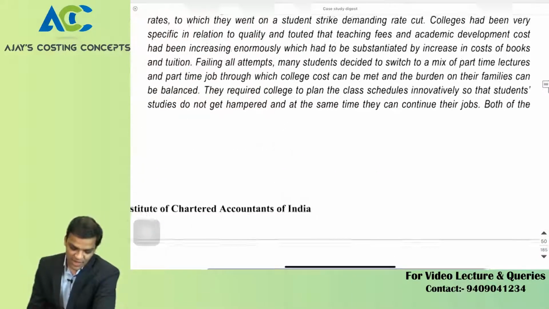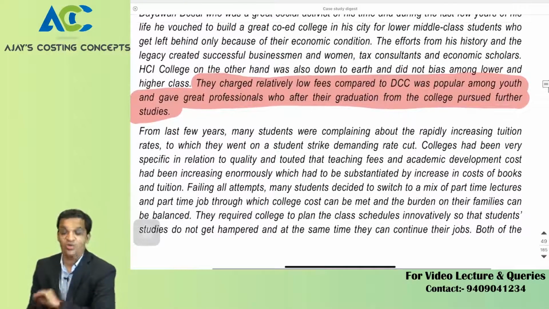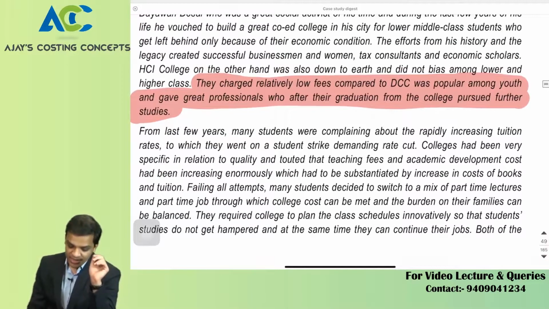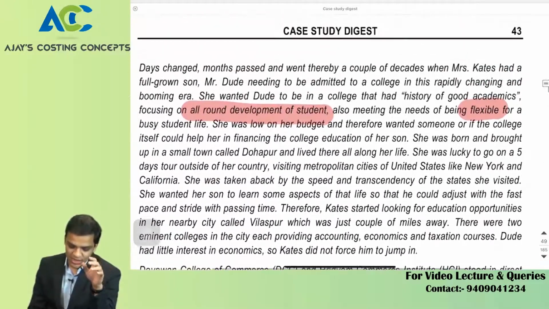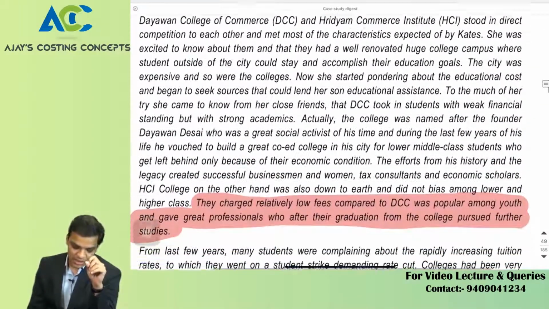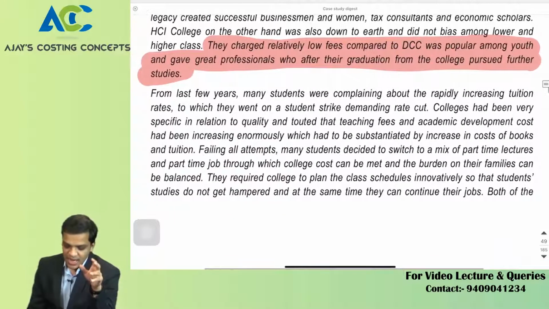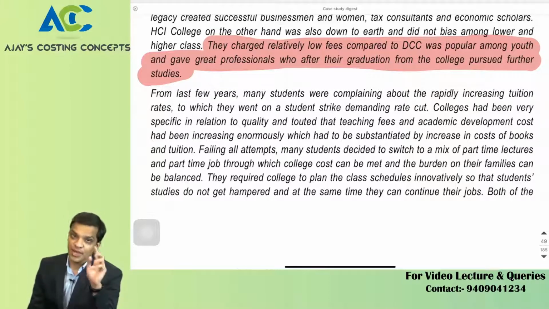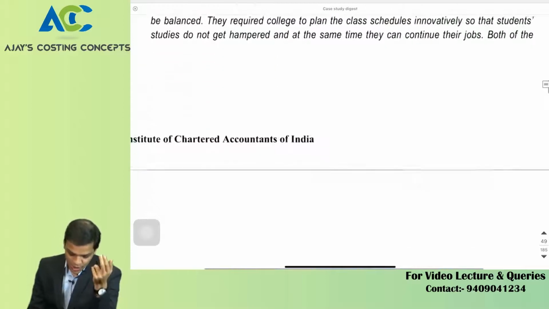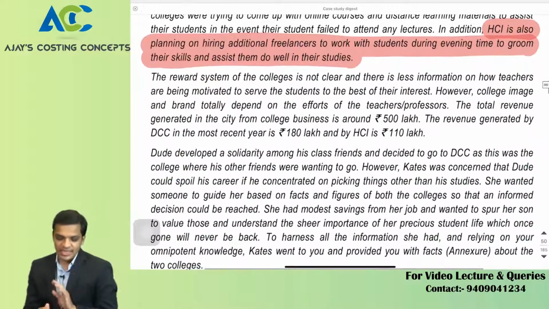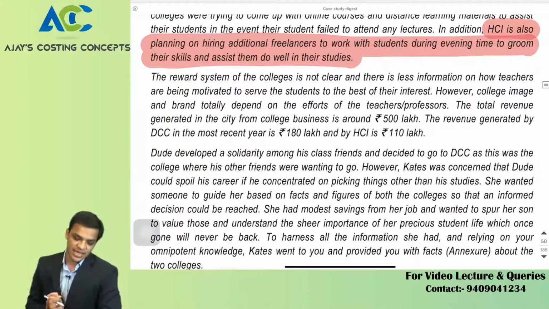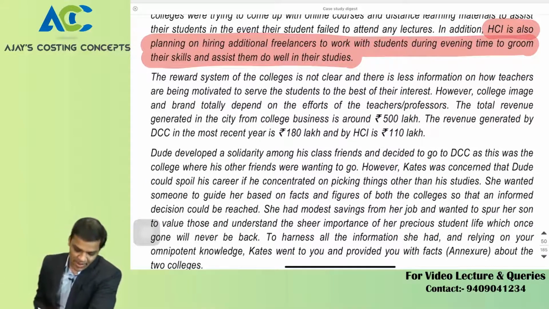See, now here we are reading the whole question, what we have read till now: Kate is looking for a college for her son, and there are two options that she has. Now DCC is more popular, but HCI college has lower fees as compared to DCC, number one. Number two, what we read is HCI is also planning to hire additional freelancers. So this is the additional service that HCI is providing, right?